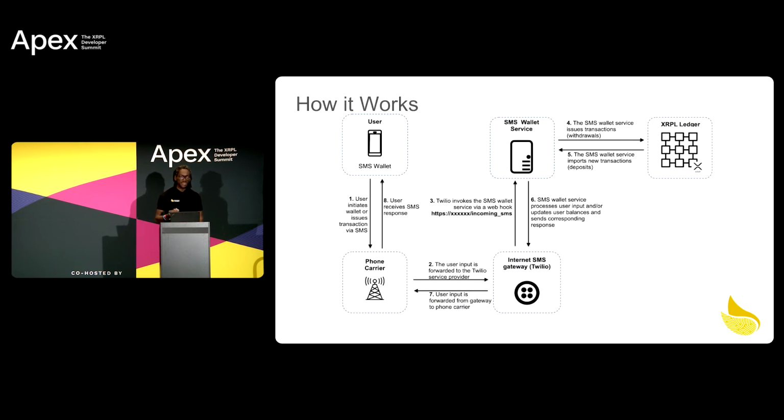And then if a user receives funds externally from outside of our ecosystem, so let's say somebody sends from an exchange and includes their tag, then that's where we would be querying the ledger regularly to see if there are any new transactions that have come in.